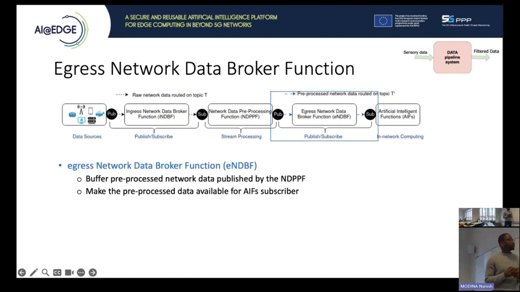The last step is the egress network data broker function that buffers the preprocessed network data published by the network data preprocessing function and makes this preprocessed data available for the AI function that may subscribe in order to get this data to perform the inference or the learning.